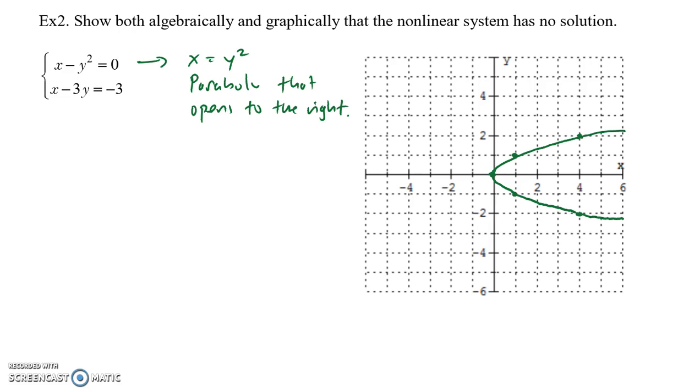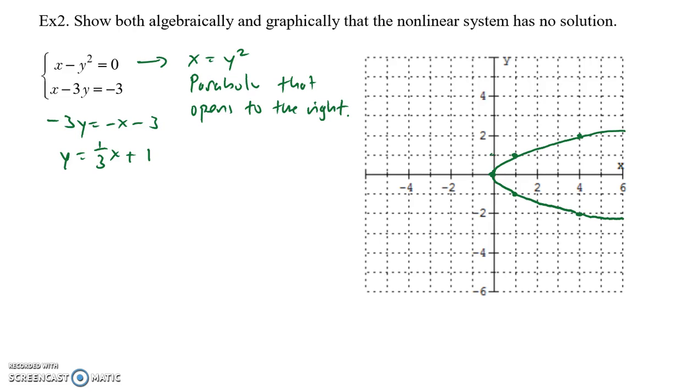The second equation is a linear equation, and that's due to the fact that x and y are both to the first power. So we could graph this by a variety of methods, but let me just solve this for y. If I subtract x from both sides, I have minus 3y equals minus x minus 3, and if I divide by negative 3, I get y equals 1/3 x plus 1. Okay, so it's a line with slope 1/3 and y-intercept positive 1.